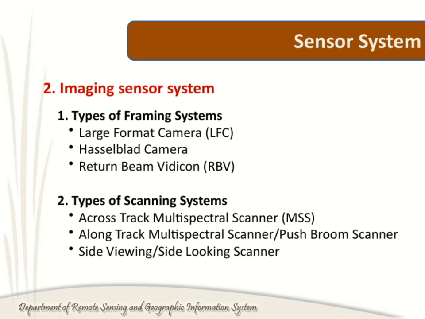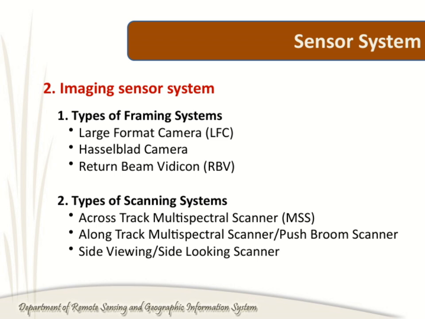Moving on to scanning systems, these are crucial for capturing data across different terrains and conditions. The Across-Track Multispectral Scanner, or MSS, scans perpendicular to the flight path, allowing it to gather data across multiple spectral bands in a single pass. Then there's the Along-Track Multispectral Scanner, often called the Push-Broom Scanner, which captures data along the flight path, providing continuous imagery. Lastly, we have side-viewing or side-looking scanners, which are designed to observe areas to the side of the aircraft or satellite, expanding the coverage area.